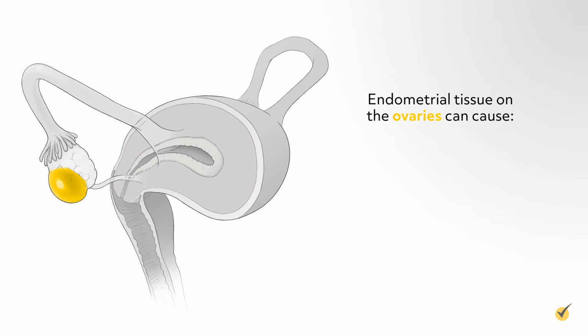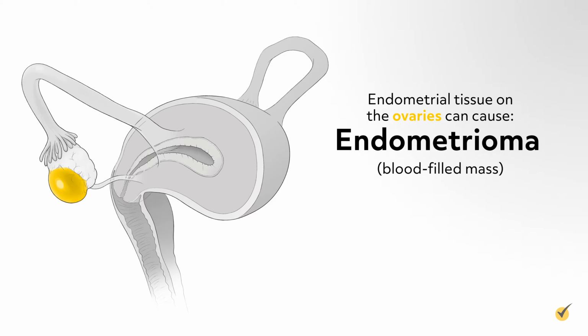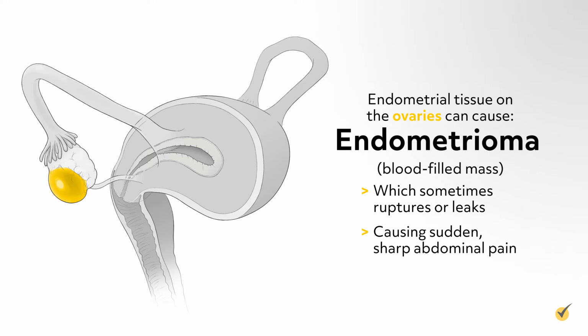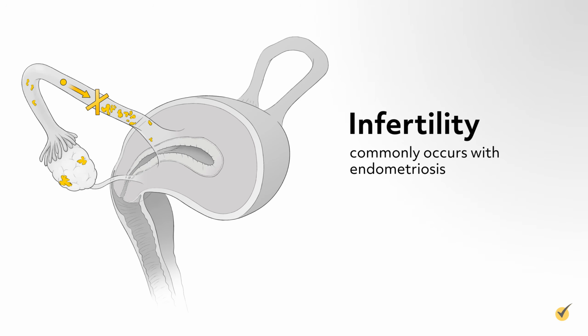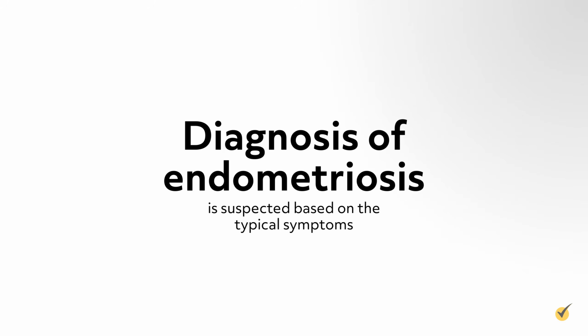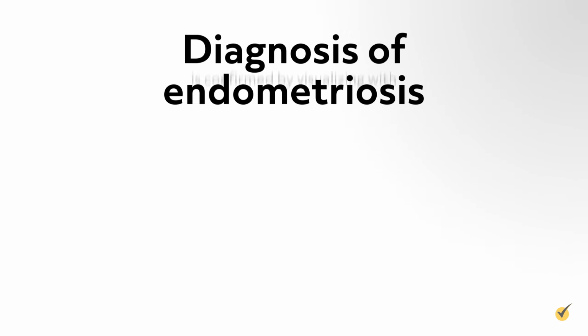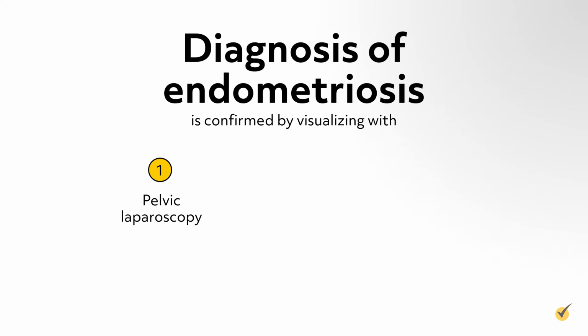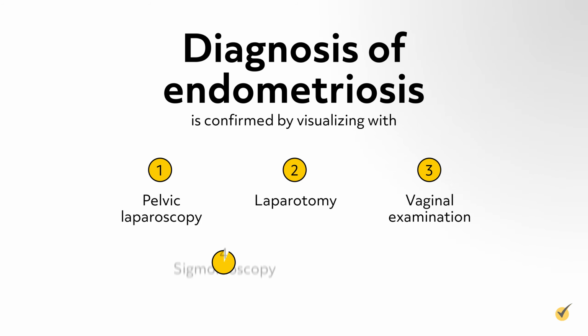Endometrial tissue on the ovaries can cause an endometrioma, a blood-filled mass, which sometimes ruptures or leaks, causing sudden, sharp abdominal pain. Infertility commonly occurs with endometriosis, possibly caused when the misplaced tissue blocks the egg's passage from the ovary into the uterus. Diagnosis of endometriosis is suspected based on the typical symptoms, but confirmed by visualizing with pelvic laparoscopy or sometimes laparotomy, vaginal examination, sigmoidoscopy, or cystoscopy.